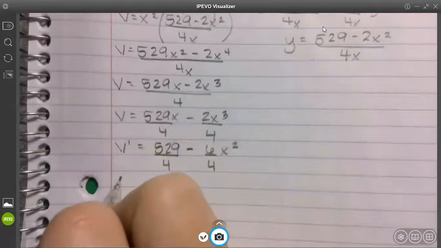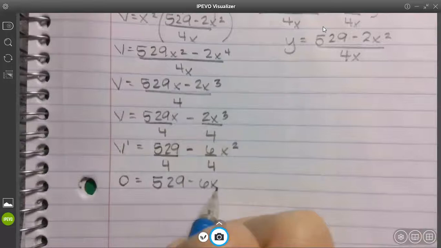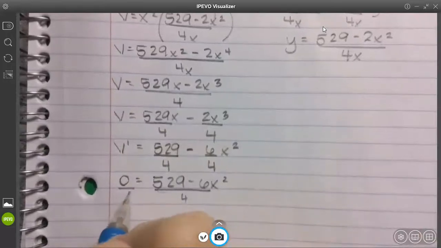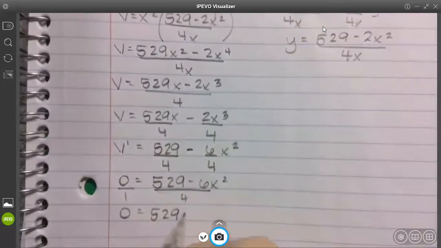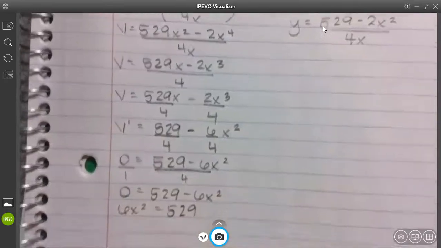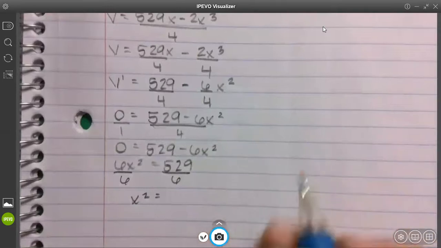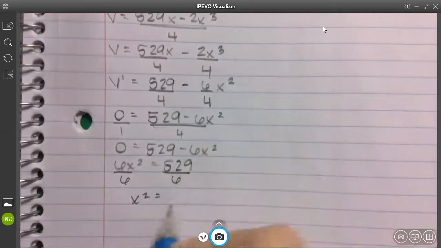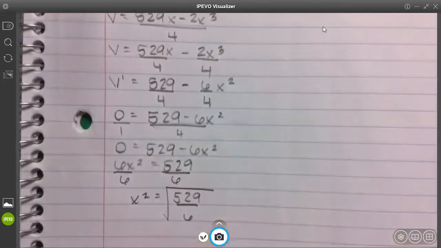We need to set this equal to 0. And since they're on the same denominator, we can just squish it up like this. And again, you're going to cross multiply. So we get 0 equals 529 minus 6x squared. We're going to add your 6x squared over. We're going to divide by 6. And we get x squared equals, that won't reduce. So we're just going to write it as 529 over 6.